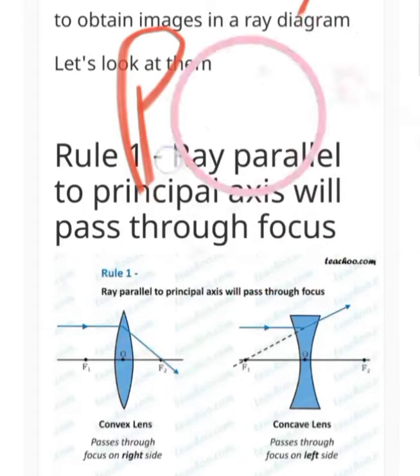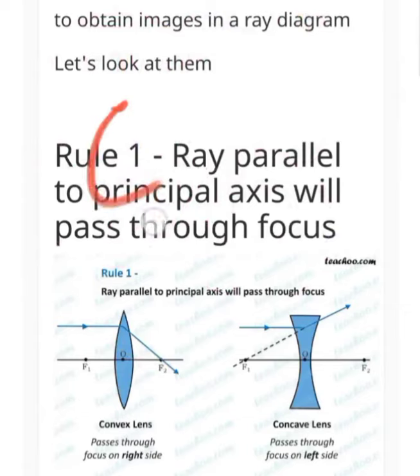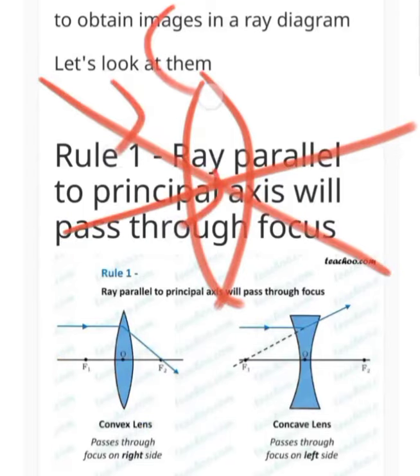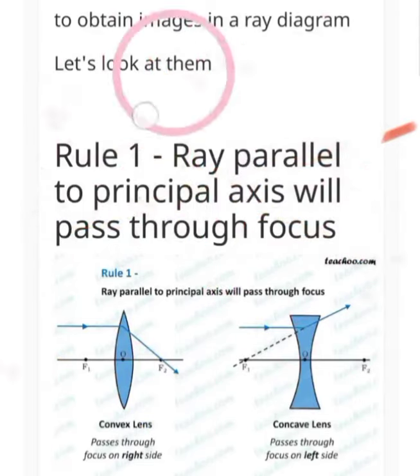The third one: if a ray of light goes from the center of curvature, it will go back through the center of curvature again. Similarly, in this case also you will make a diagram, and you will say that if a ray of light is going from the center of curvature, it will go back similarly from the center of curvature.